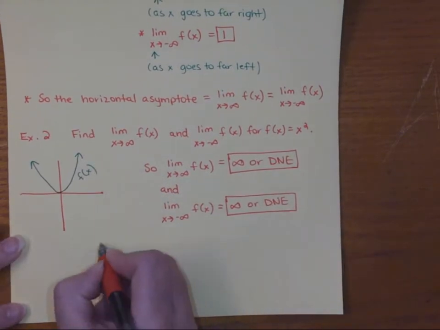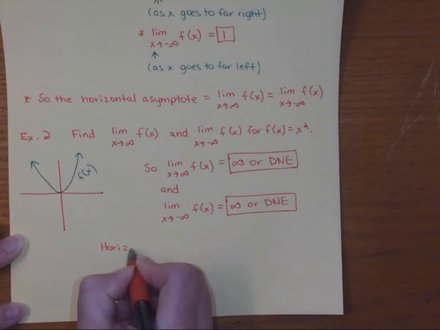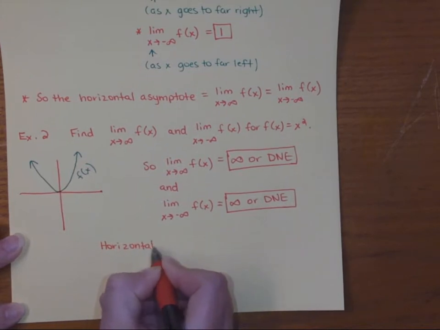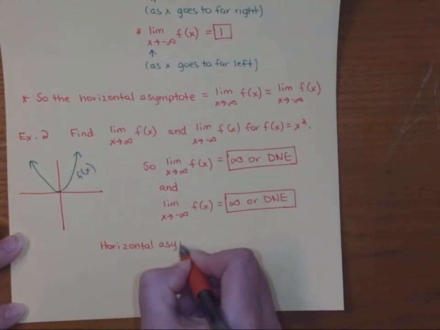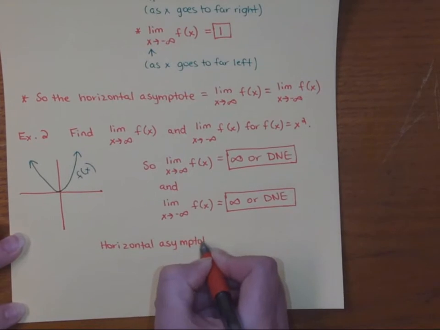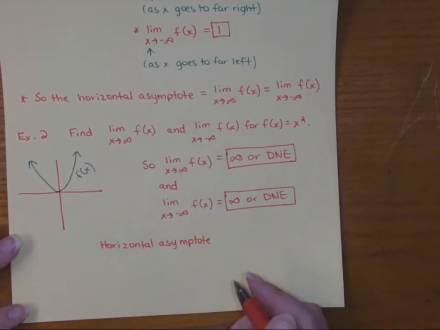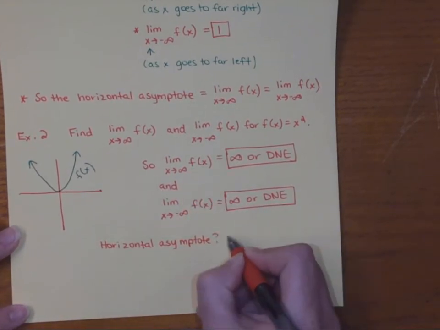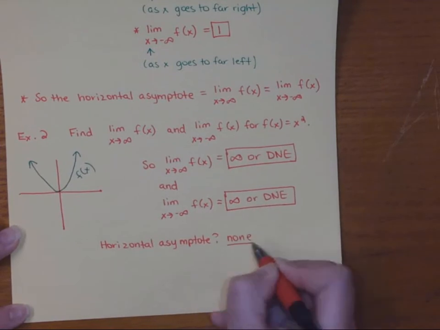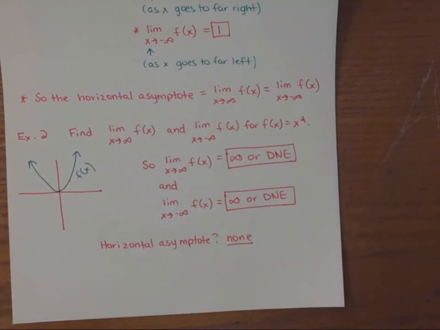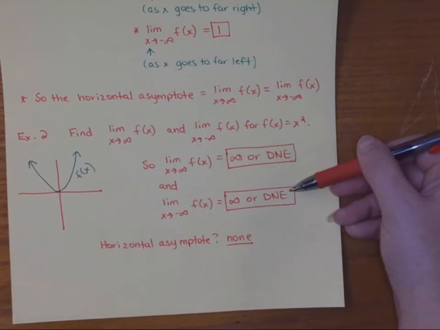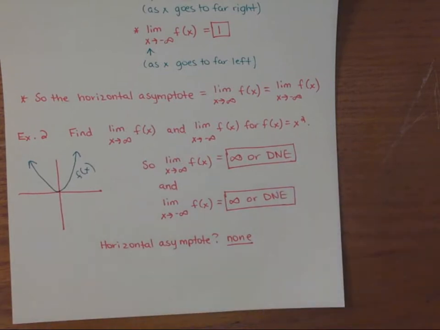Okay, so notice if I asked you about, say, a horizontal asymptote, there really isn't one. There's no boundary line that the graph is approaching as we go to infinity or negative infinity. So we would say none for this. There's no horizontal asymptote. If you don't get numbers here and here, or if you don't get a clear limit, then it means that there's no horizontal asymptote.